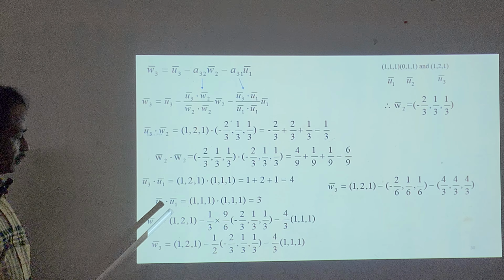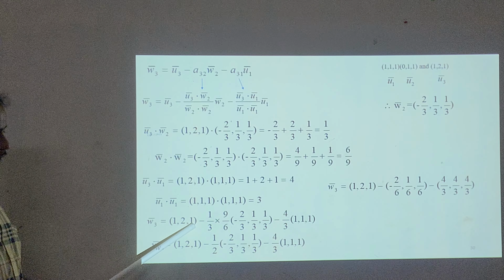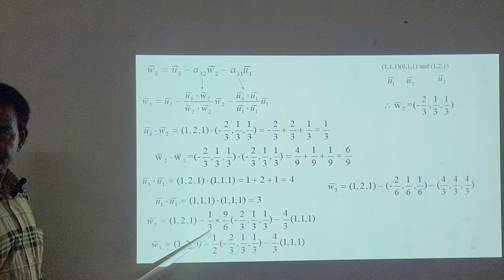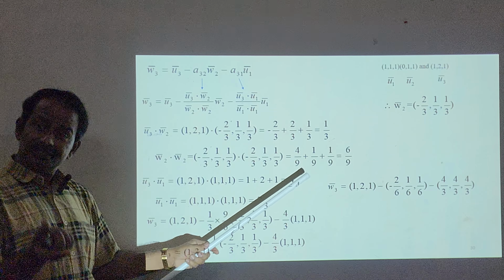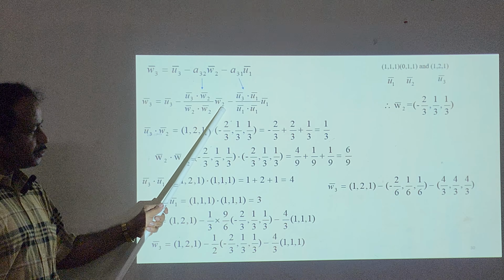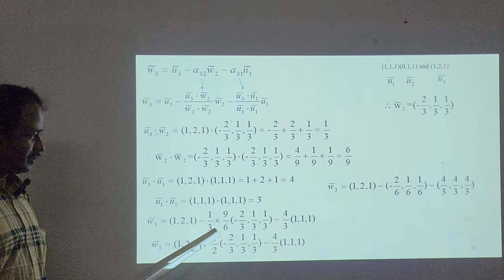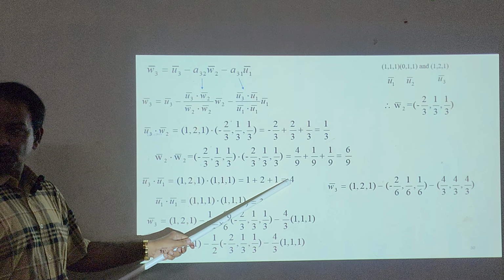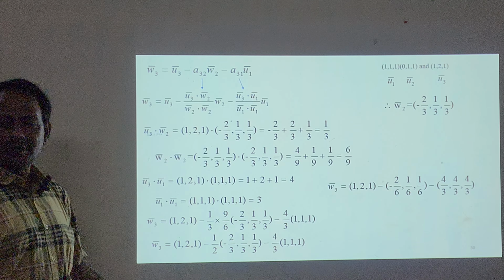So we can insert everything into W3. W3 will be U3, which is 1, 2, 1, minus 1 by 3 divided by W2 dot W2, which is 6 by 9. So we reverse and write 9 by 6. What is W2? We have already completed W2 earlier: minus 2 by 3, 1 by 3, 1 by 3. Then minus U3 dot U1, which is 4, divided by U1 dot U1, which is 3, so 4 by 3. What is U1? It is 1, 1, 1.